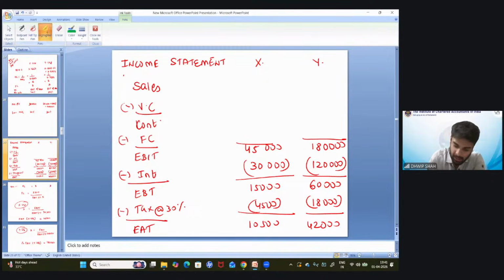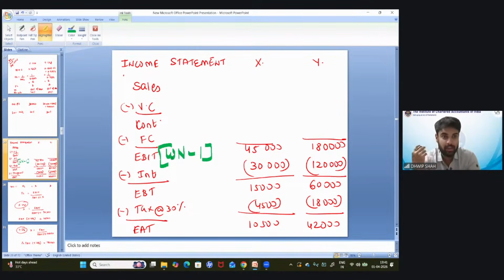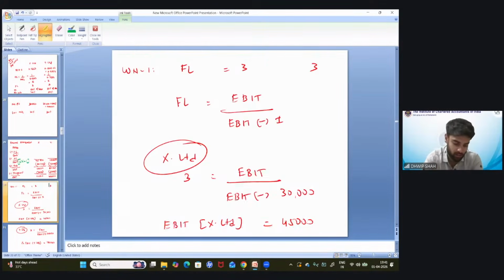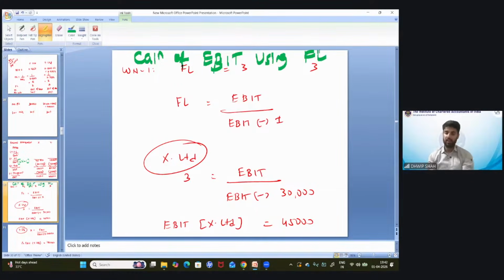Understood? And EBIT we calculated using working note number 1. So always give reference of the working note. It is a good sign. It creates a good impression on the examiner. Working note number 1, calculation of EBIT using financial leverage. Clear everyone? So first we started to find EBIT.